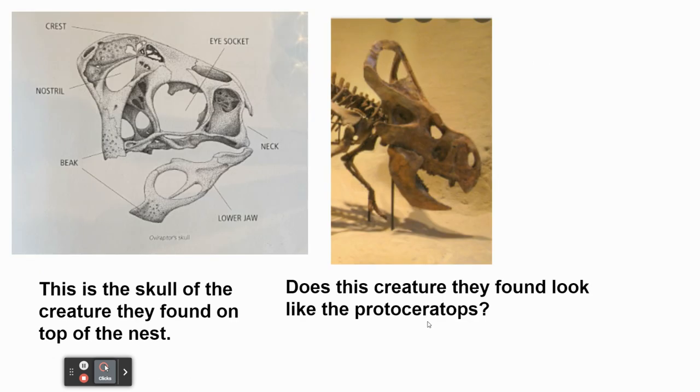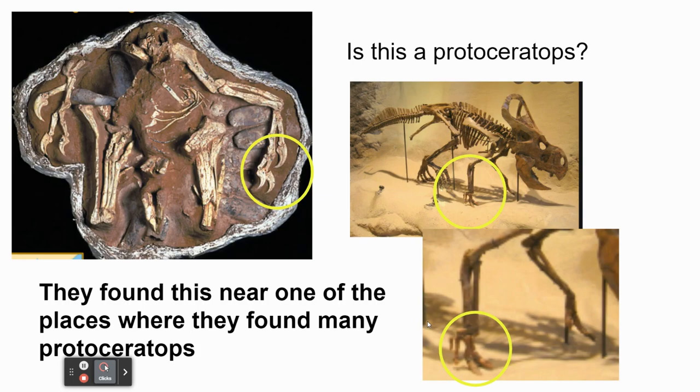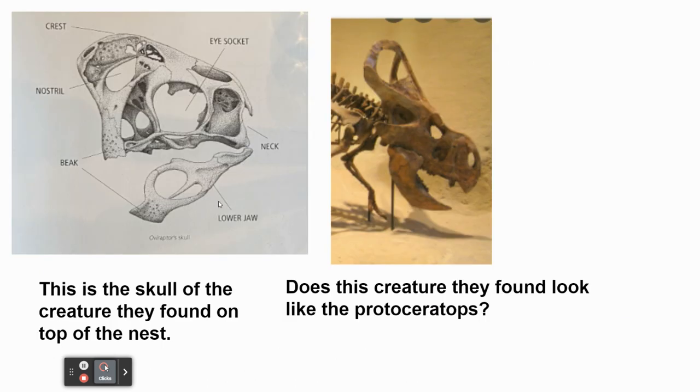And then they also found the skull of the creature they found on top of the nest. So they reasoned this was a nest. Why do you think they reasoned that was a nest? And then they found this skull on top of the nest. These two skulls look alike. Do you think this was a Protoceratops on top of the nest?